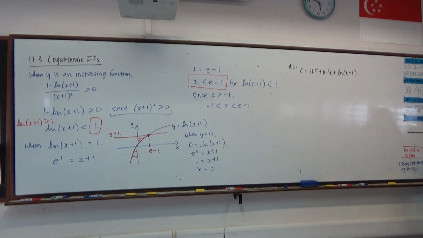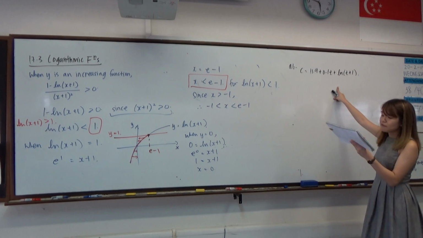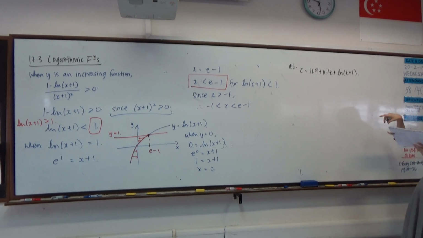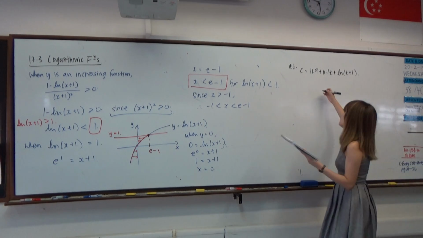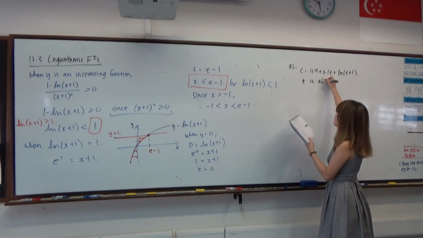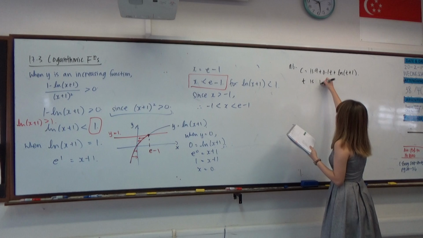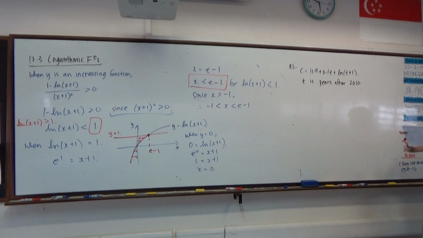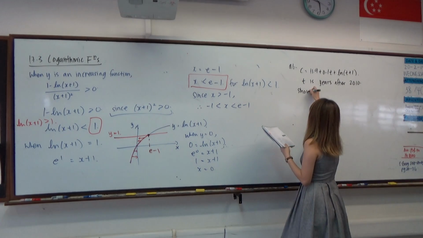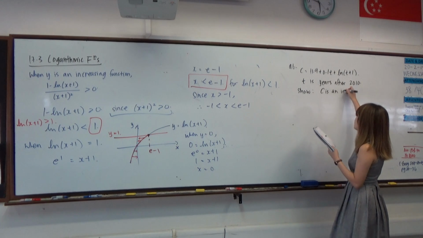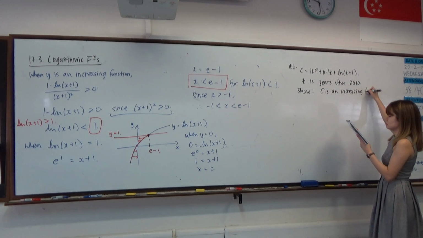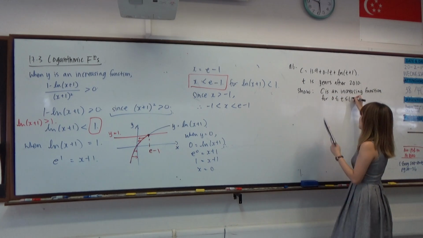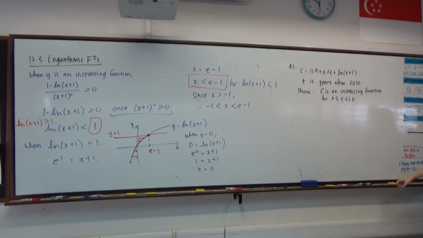Okay, going back to question 6. We have the number of crimes seen in a particular country between 2000 and 2010, given by this function here, where t is the number of years passed since 2010. t is after. We want to show that c is an increasing function for this particular inequality.